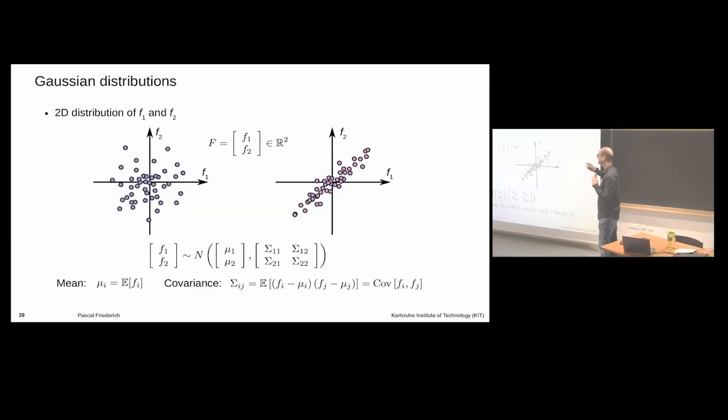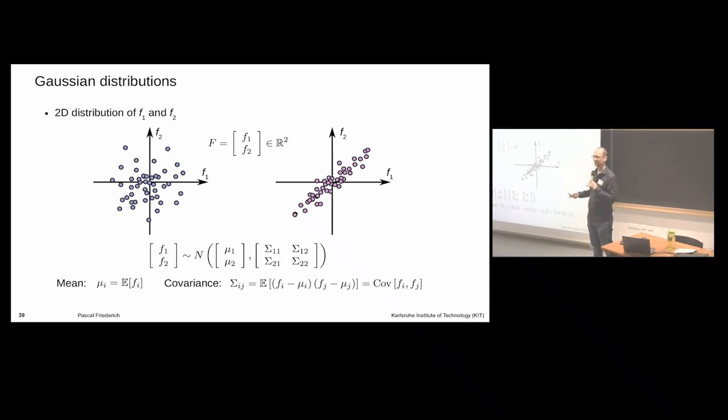To explain how a Gaussian process model works, we still need to quickly talk about Gaussian distributions. We can have, and now we have here two variables, f1 and f2, and those can have certain distributions.